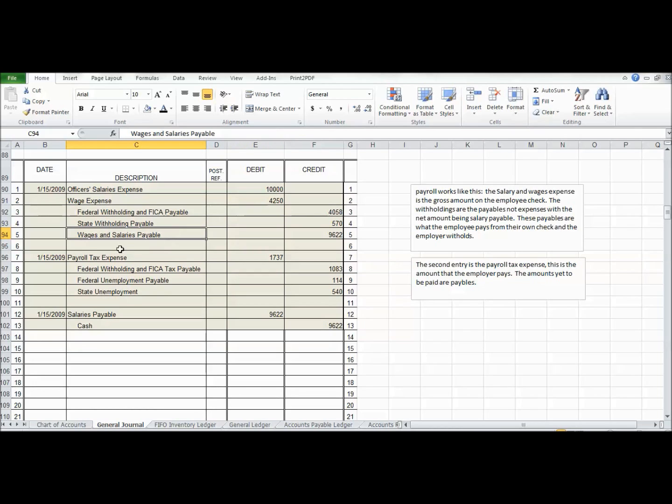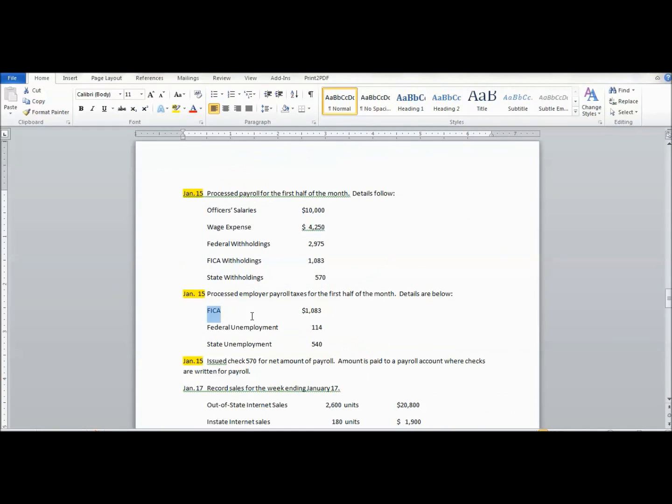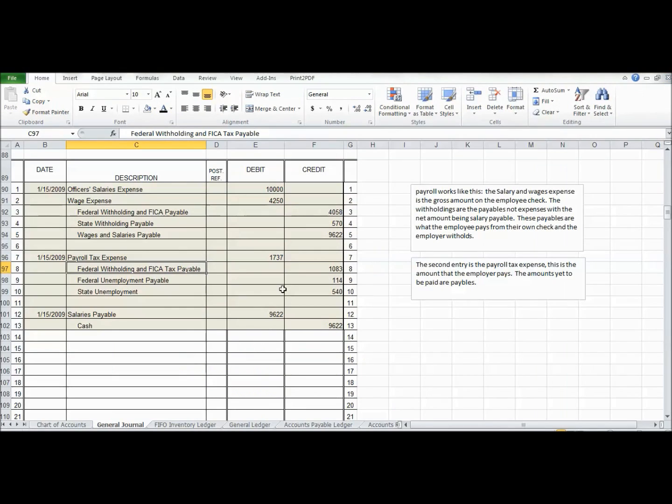All right, the second part of payroll is doing the payroll tax expense. This is the part that the employer pays to the federal and state government for having employees. You do the payroll tax expense account last, so you can put this account here, but don't put the total amount here yet. Put the description here and then do your credits. Go over here and do your credit for 1,083, 1,414, and 540. Add these three up and it comes out to 1,737. So the way you do this is you first put the account description in without the amount, you put your credits in, all three of them, and then the difference goes here.